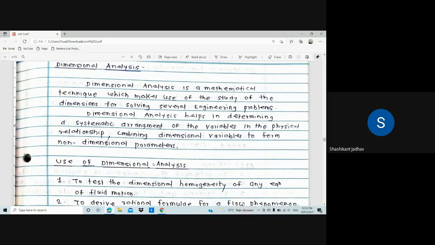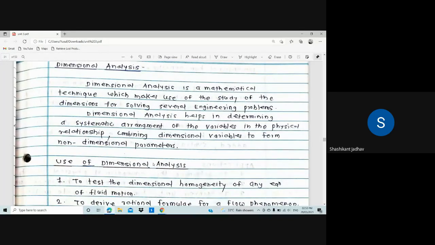Okay, so all of you write down the new heading, dimensional analysis. Okay, so write down what is the meaning of dimensional analysis. Write down, dimensional analysis is a mathematical technique.